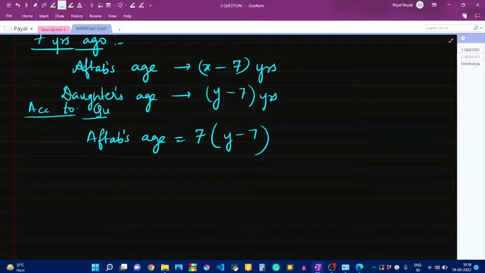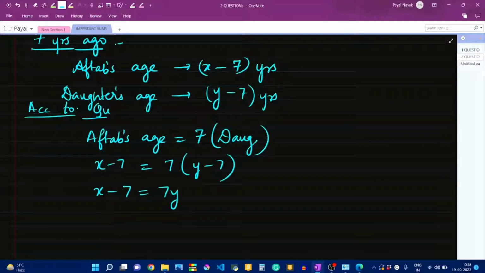Here I'll just write it in terms of his daughter's age. So 7 times his daughter's age then, which means the age of the daughter before 7 years, right? So Aftab's age is x minus 7 and his daughter's age was y minus 7. If you just solve this, x minus 7 is equal to 7y minus 49.